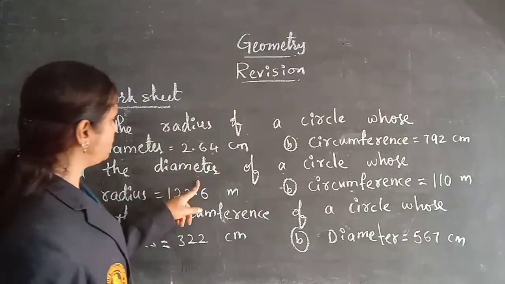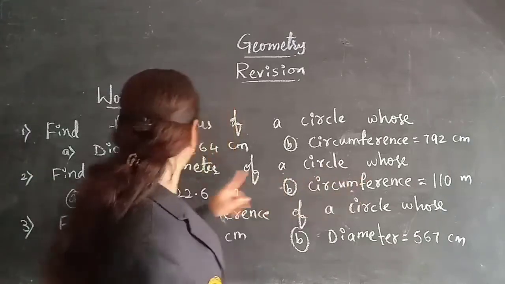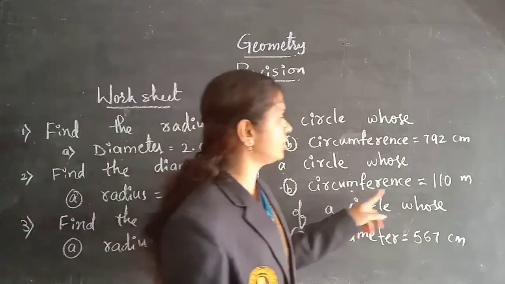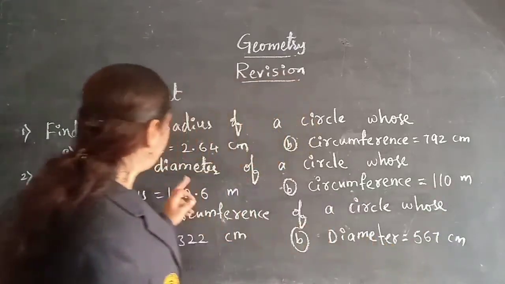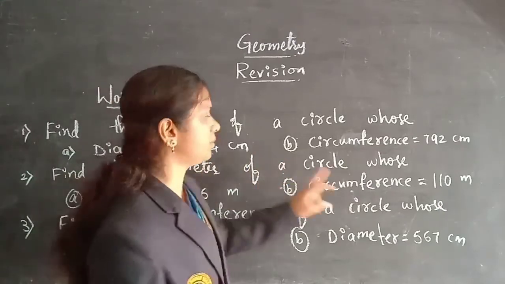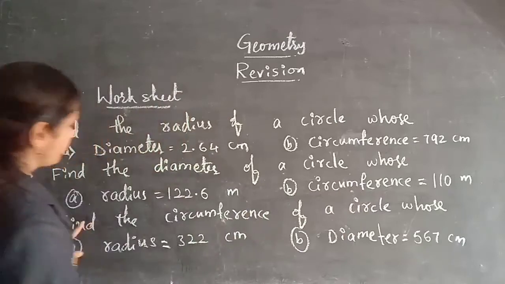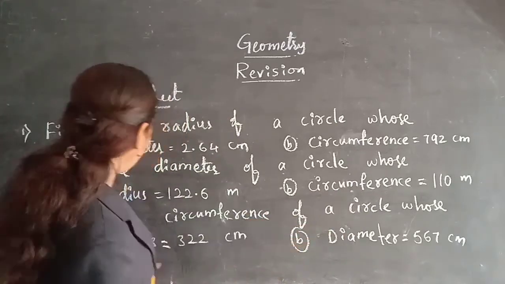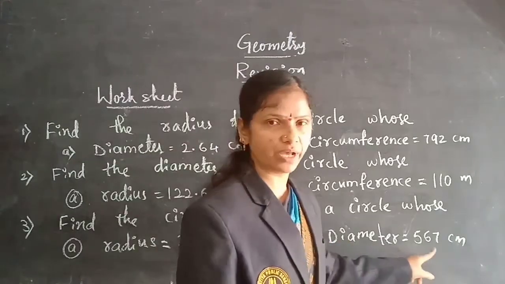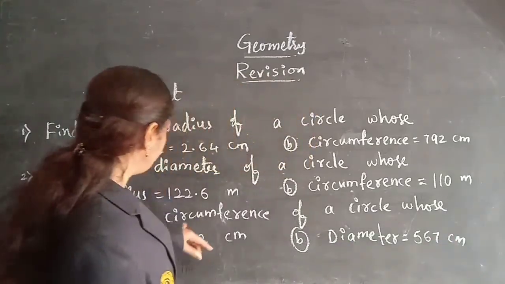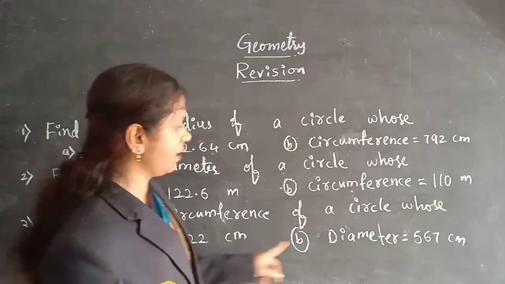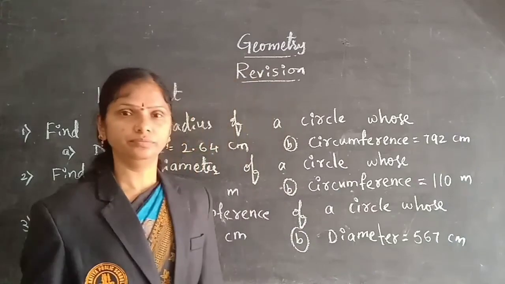Now find the diameter of a circle whose radius is 112.6 centimeters and circumference is 110 meters. You need to find the diameter by the given radius and by the given circumference. Now find the circumference of a circle whose radius is 322 centimeters and diameter is 567 centimeters. You need to find the circumference, children, by using the given radius and the given diameter. Thank you, children.